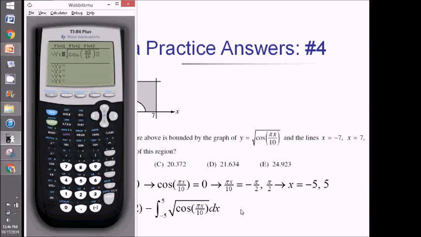To make my life just a little bit easier, I'm going to enter this function as y1. I mean, it's pay me now or pay me later. You've got to do it at some point. But if I keep it as y1, then I don't have to worry about parentheses or any other weirdness involving that.